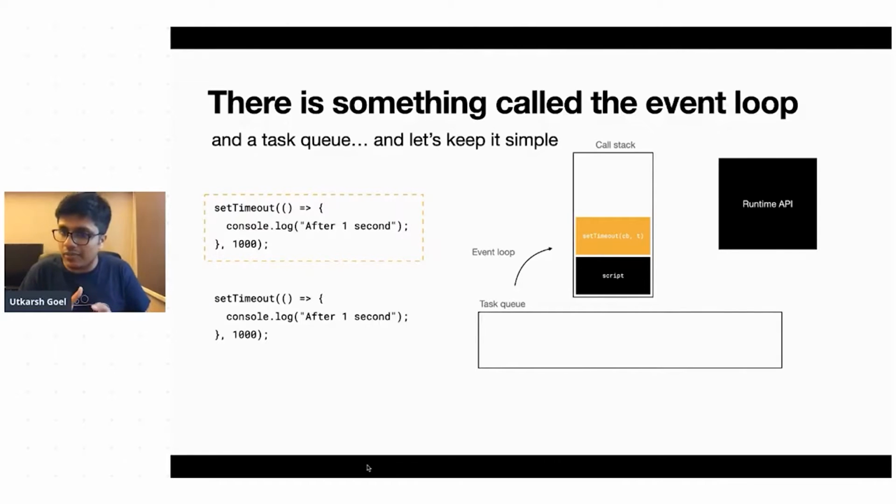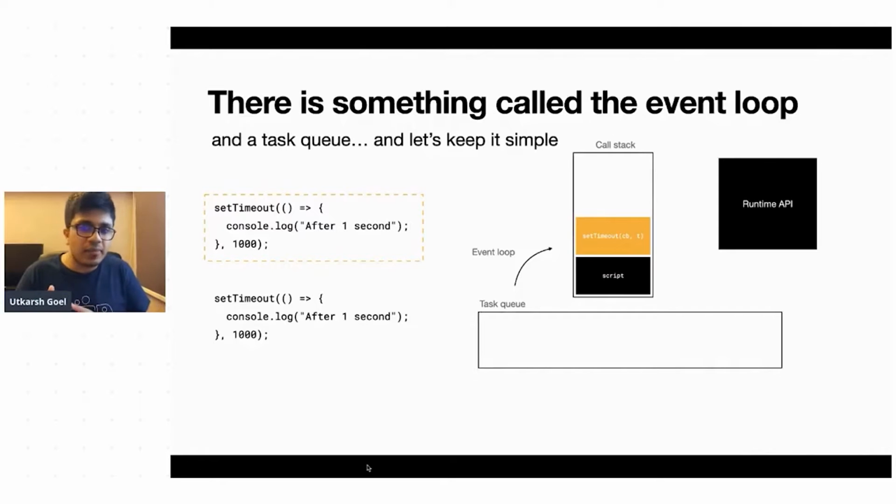Now, I think it's a good time to explain what this runtime API actually is. This is usually either your browser, if you're running a browser-side application, or Node.js itself, if you're running a backend application. And both of these platforms independently provide some sort of APIs in the background to handle such asynchronous calls.